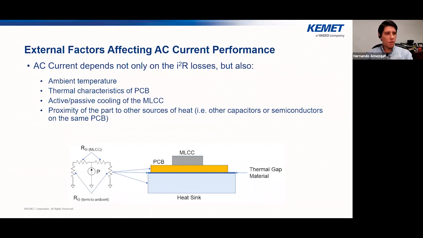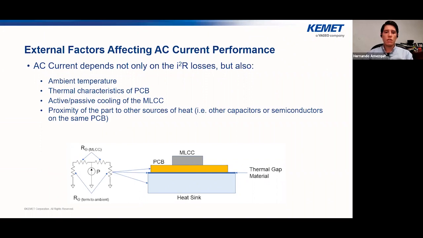And then something important to mention is that it is not only about the MLCC by itself. There are some external factors that can also affect the AC current performance, because it is not just dependent on the I2R losses. It also depends on external factors like the ambient temperature, the thermal characteristics of the PCB that you're using, whether or not you have active or passive cooling for the MLCC, and also the proximity of the MLCC to other sources of heat like other devices or semiconductors.